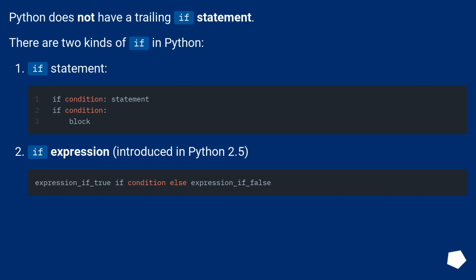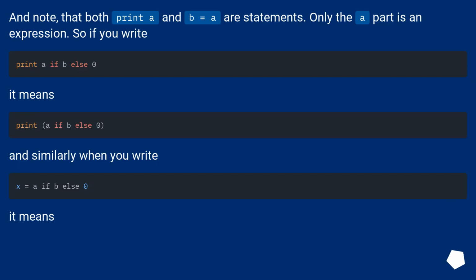Python does not have a trailing if statement. There are two kinds of if in Python: the if statement, and the if expression, introduced in Python 2.5. And note that both print a and b equals a are statements. Only the a part is an expression.